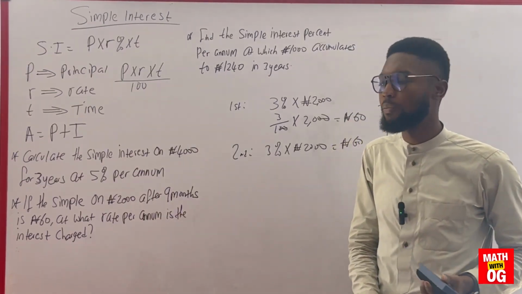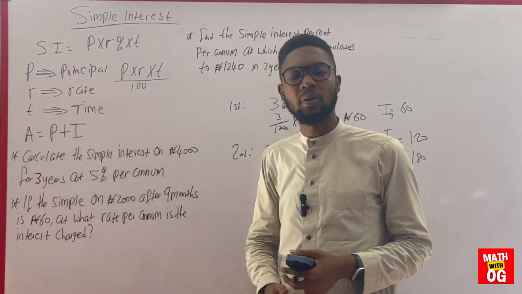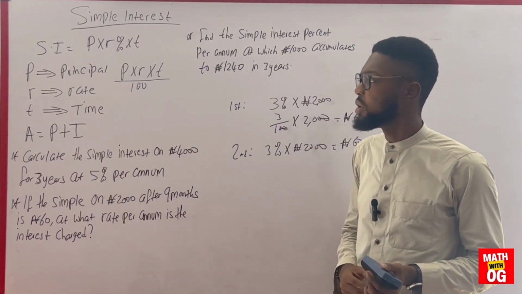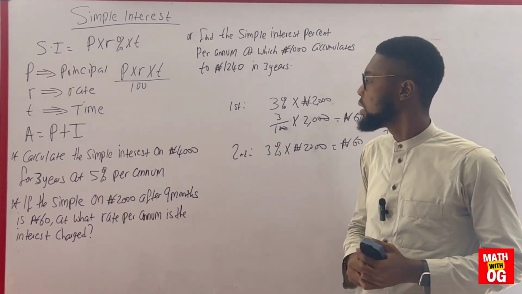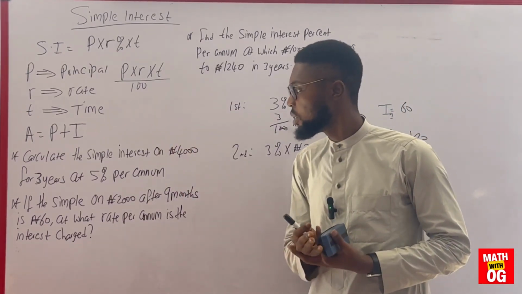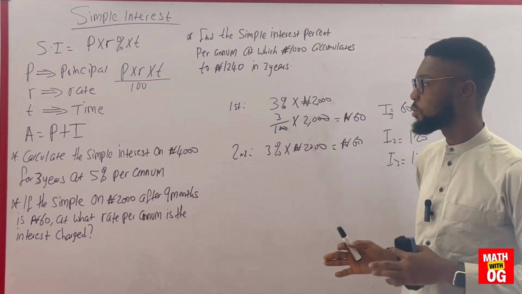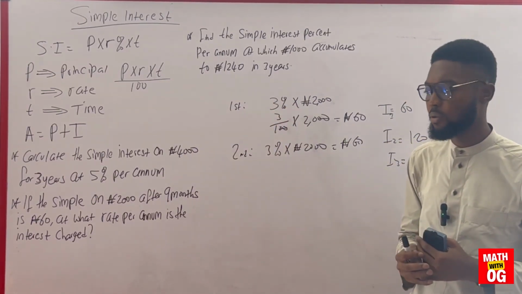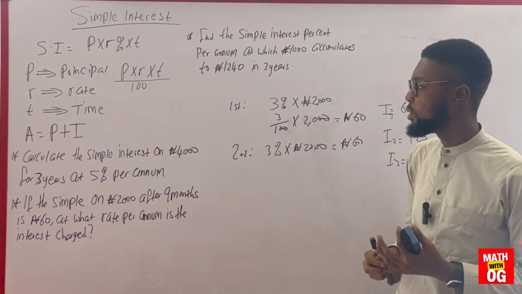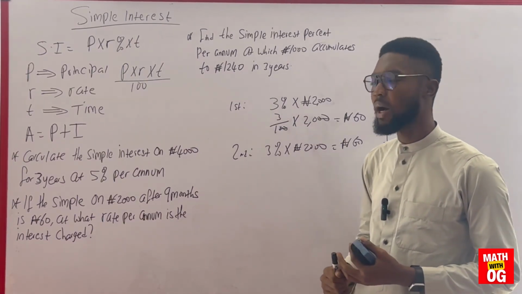So that's the formula. Now, after getting the interest, you can use interest and principal to find the amount. So that's how you work when dealing with simple interest. Now let's use the formula and the idea we've gotten so far to answer these three questions. First question, calculate the simple interest on 4,000 naira for 3 years at 5% per annum.